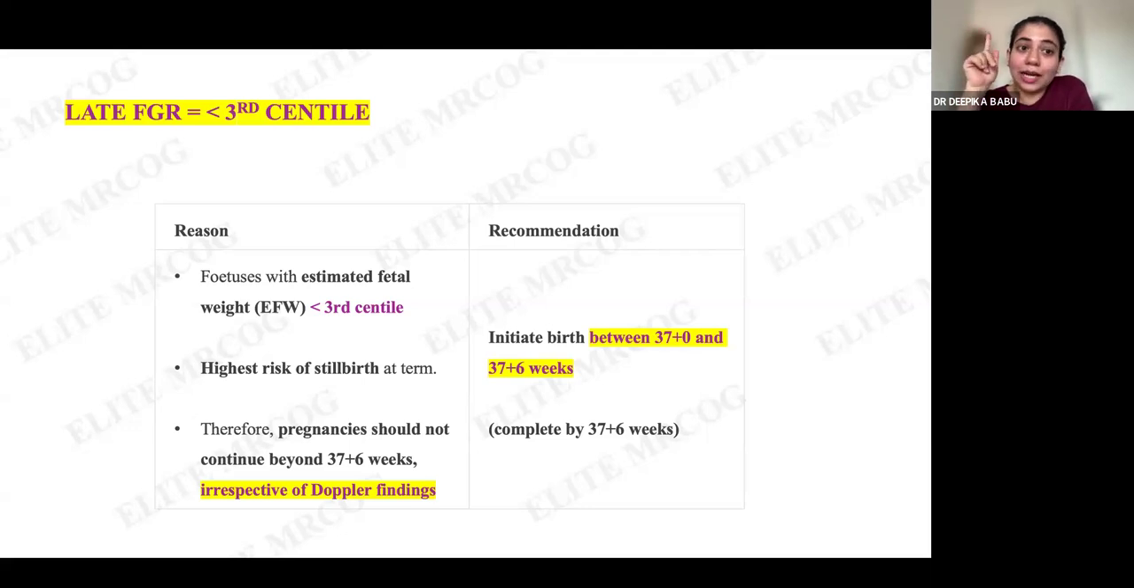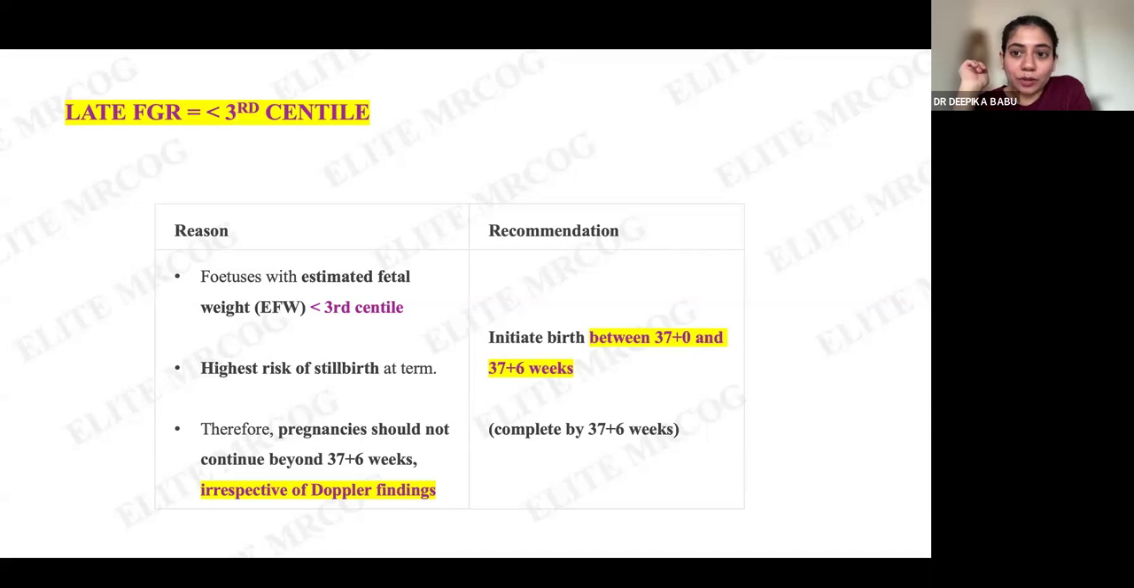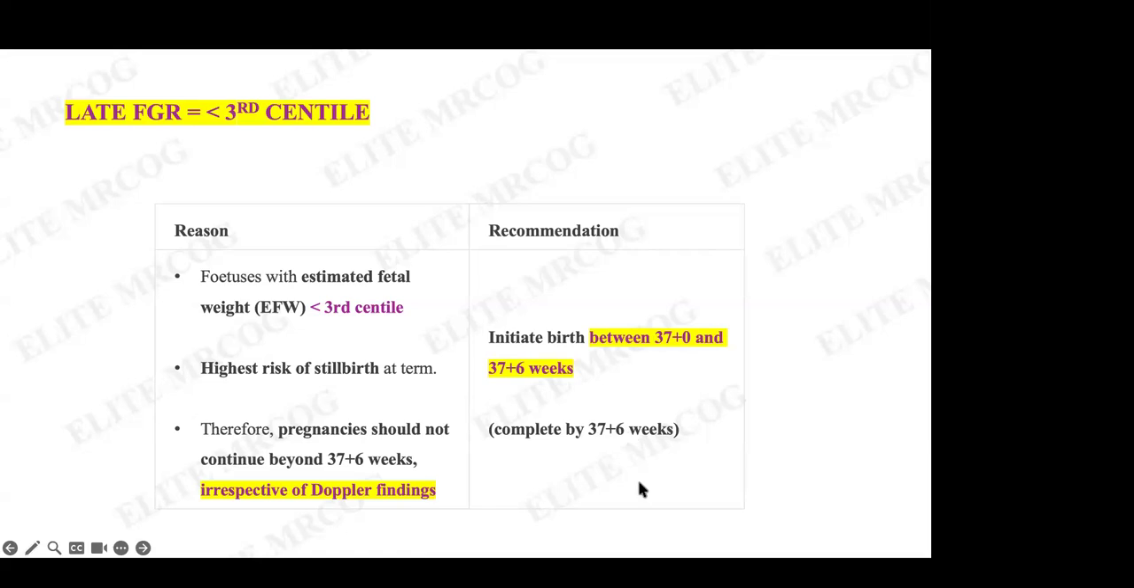Okay, this is late onset FGR, less than 3rd centile, no Doppler changes. Then only we are letting them cross the term gestation, which is 37 beyond. Clear, everybody? So how will be the mode of delivery? Mode of delivery is also by induction of labor, and we prefer the mechanical methods over the pharmacological methods.